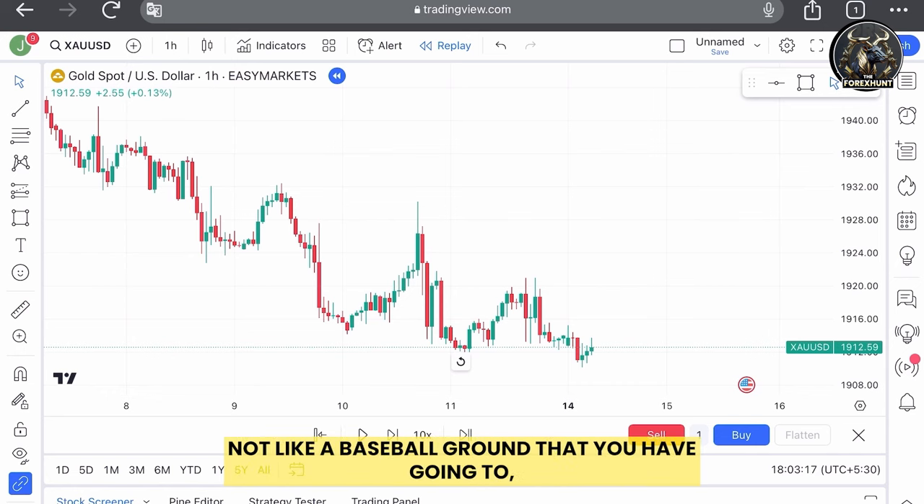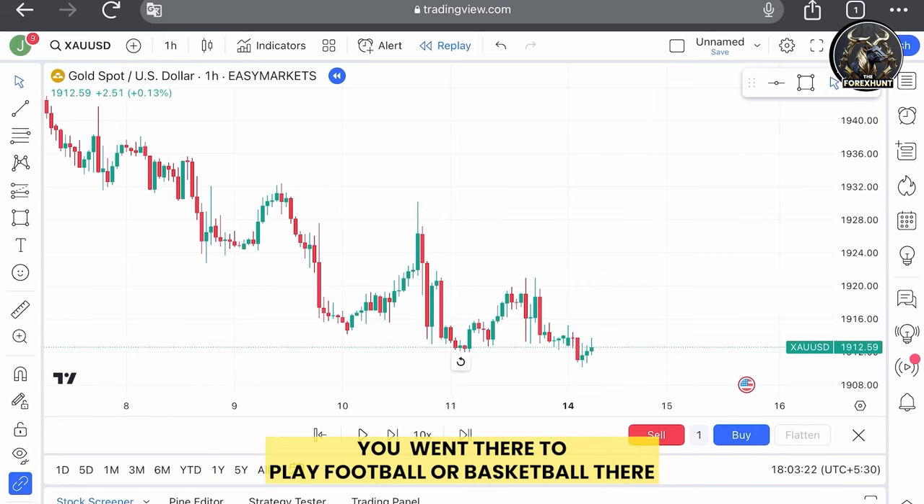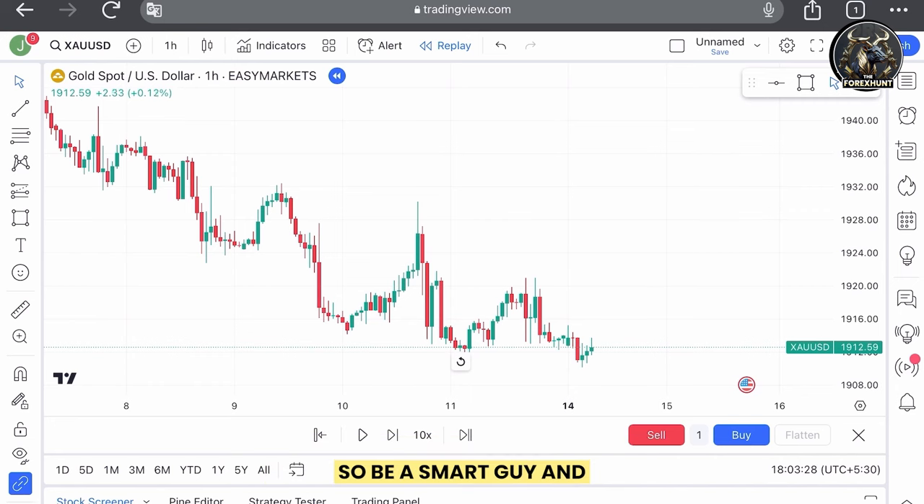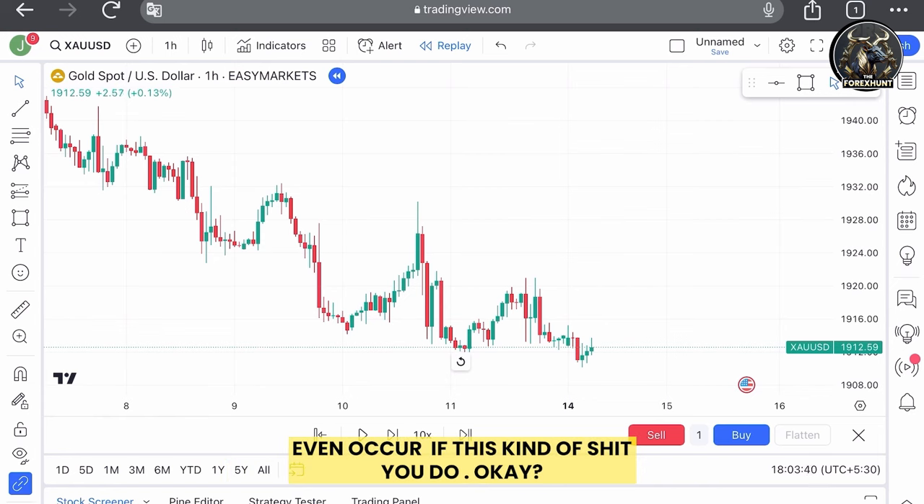Live market is not like a baseball ground where you go to play football or basketball. So be a smart guy and practice it on a demo account, paper trading, so you will not get losses. You can't blame anyone for your losses if you do these kinds of shifts.